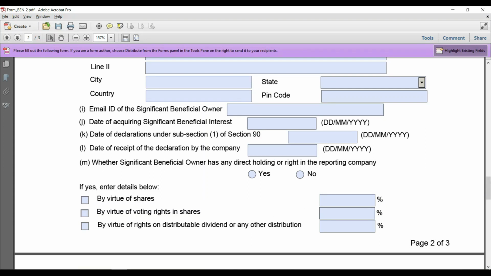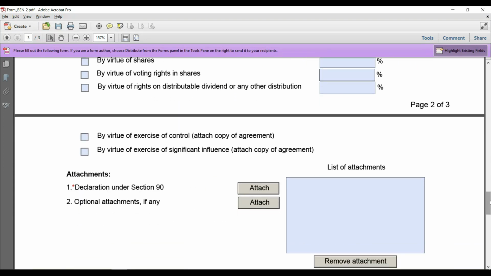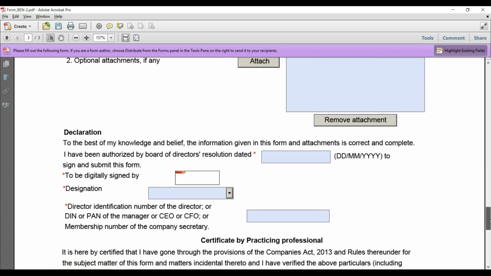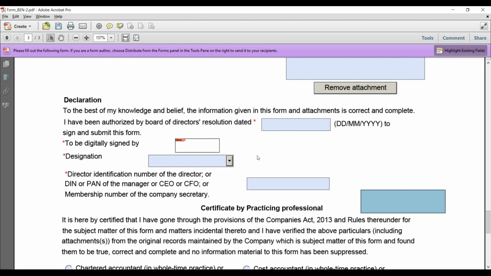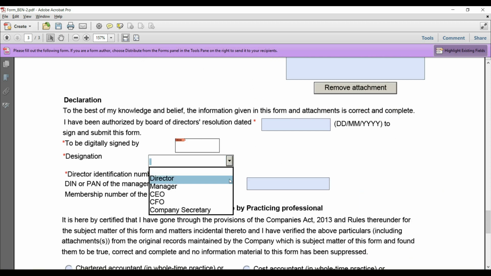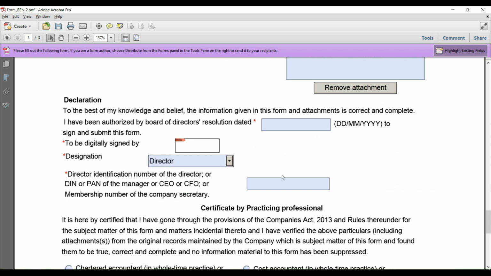And attachments: we have to attach the declaration under section 90, which is compulsory. The declaration we have to attach here. An agreement is needed only when a copy of the agreement is there, when there is exercise of control or exercise of significant influence. And further, where the declaration is filed, if it is signed by a director, CEO, CFO, whatever, those details we have to mention here.